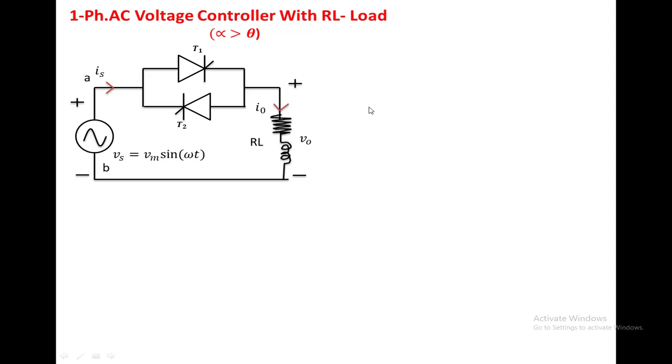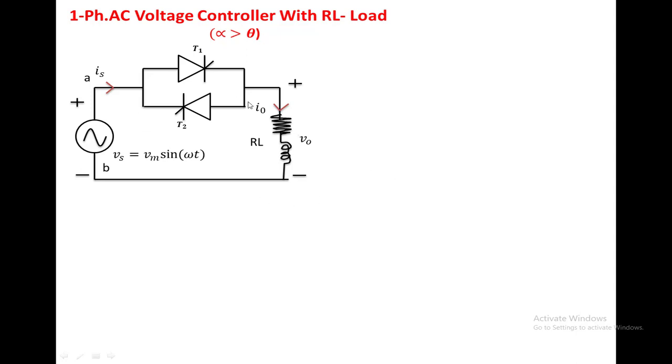In this class, we are going to discuss the single phase AC voltage controller with RL load. The firing angle should be more than the load angle theta, where theta equals omega L by R. Suppose the load angle is 10 degrees, the firing angle should be more than 10 degrees. Nothing but you have to maintain 12 degrees, 15 degrees and 20 degrees. Then only the circuit is giving a regulated RMS output voltage to the load.